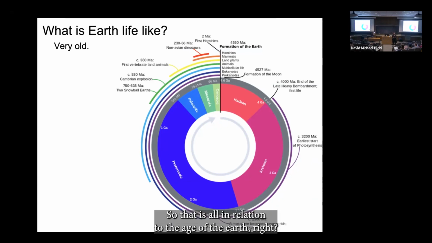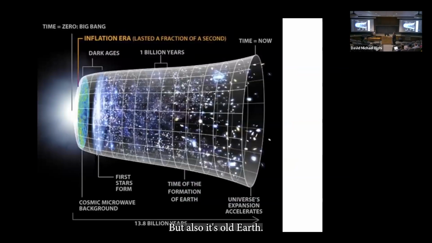So that is old in relation to the age of the Earth, right? Life started up really fast after the Earth cooled down to a temperature where there could be liquid water. I think that's remarkable. But also, Earth life is old with respect to the age of the universe.